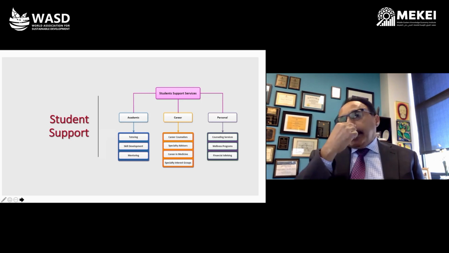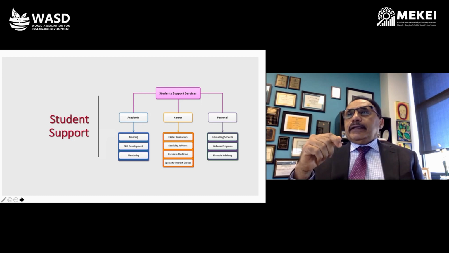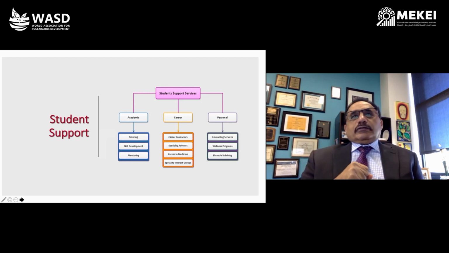With the academic, you help them to do better in their exams: the tutoring, skill development, the mentoring. With the career, they need to know about their career options, what type of job that they need to apply for, which one will fit them better than the others, and so on.